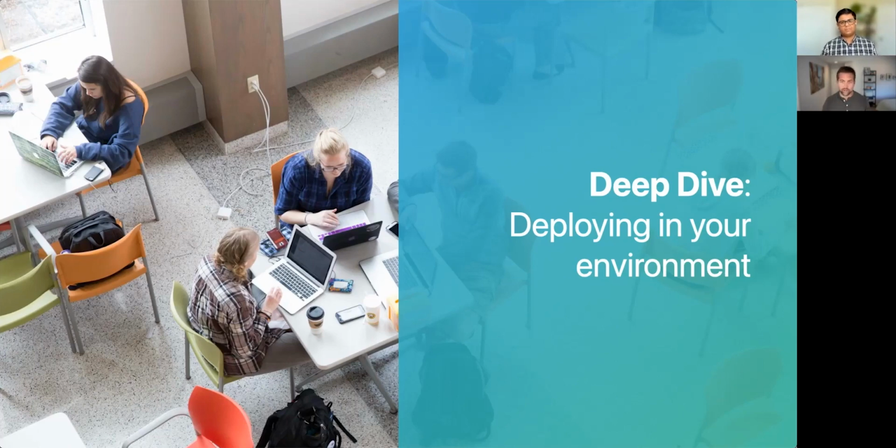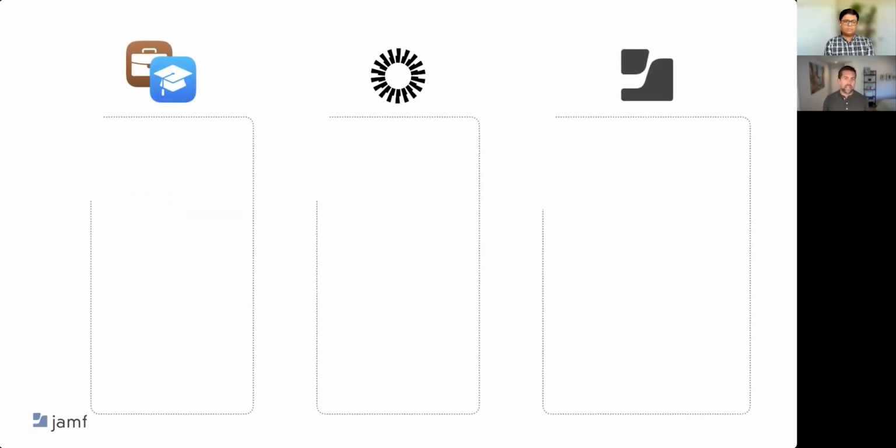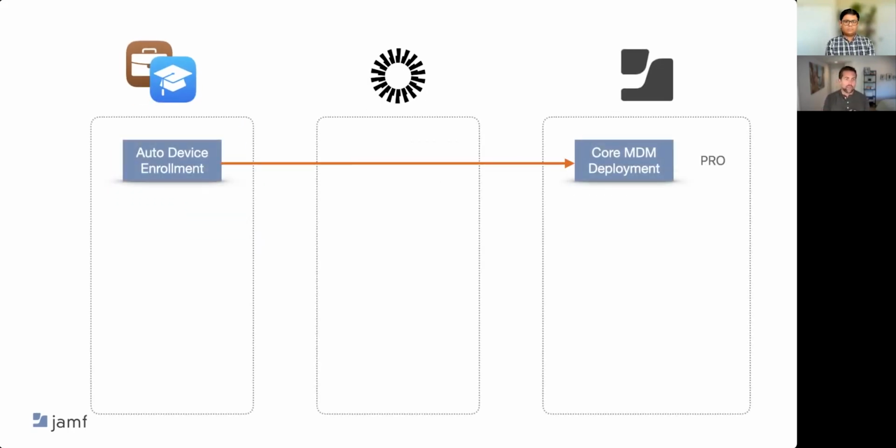So first up, I just want to talk about the main participants, the main players, and how this all holds together. So you have Apple Business or School Manager, you have Okta Workforce Identity, and you have Jamf Pro and Jamf Connect as two different products. Now, if you look at how all these hang together, on the ABM side you have auto device enrollment, which we talked about, and that has an integration with Jamf Pro to allow you to have that experience where when you unbox a new device, it enrolls directly into your MDM.